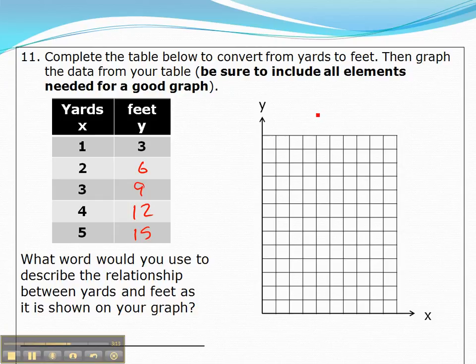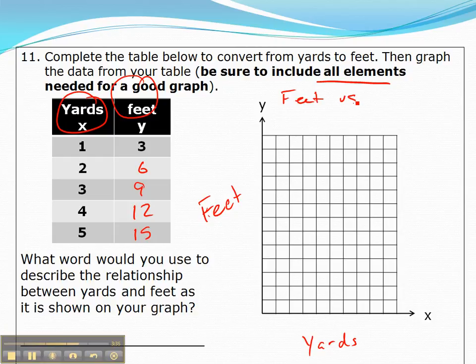So what do we need to show in this graph? We need to show that yards are our independent variable on the x-axis. This is yards. And feet are shown on the y-axis. That's our dependent variable. Okay, and it says all elements. We also need a title for this graph, and we said it should be dependent feet versus independent yards.